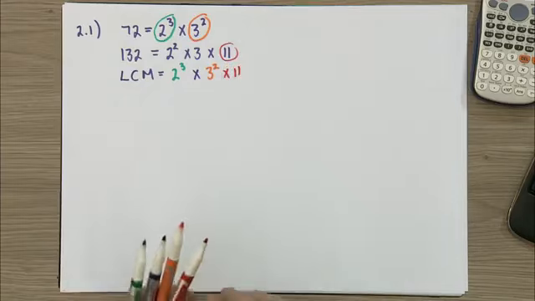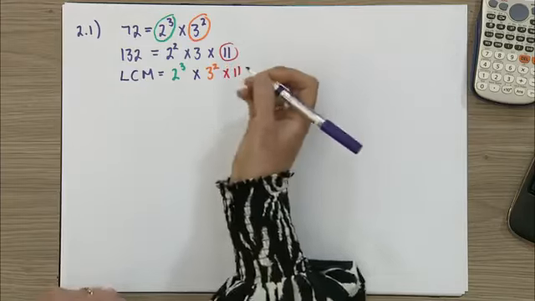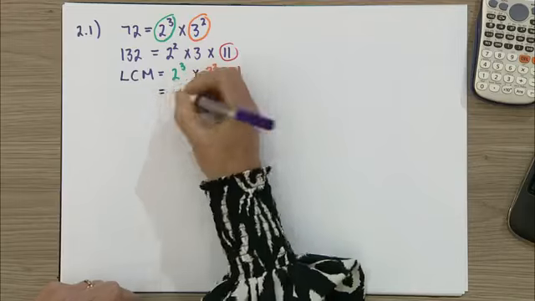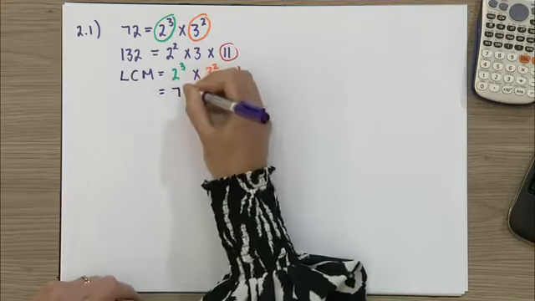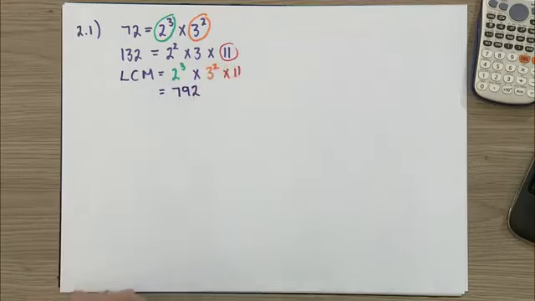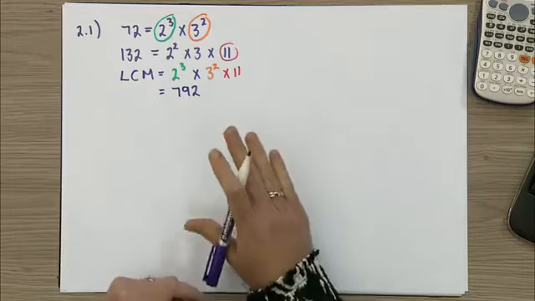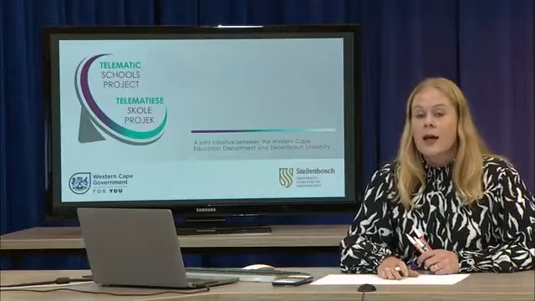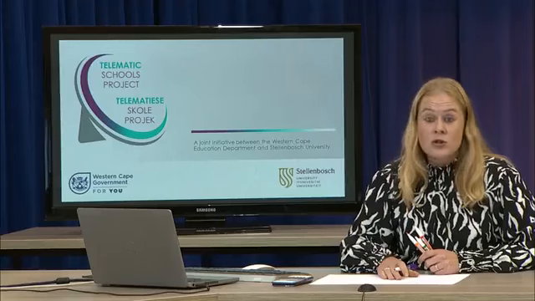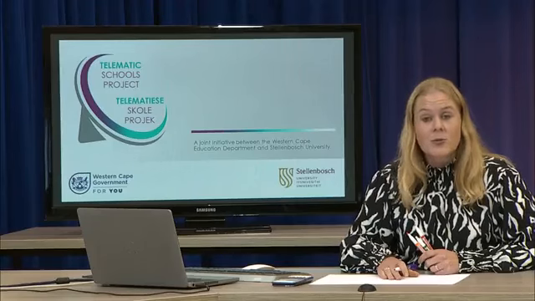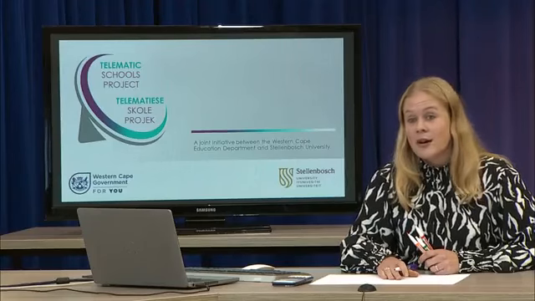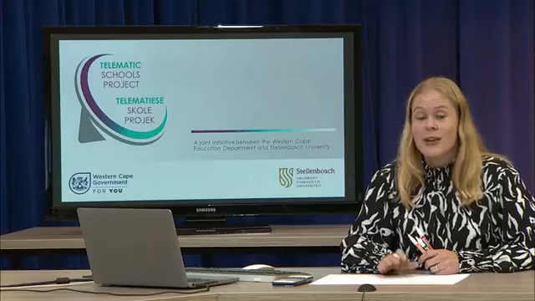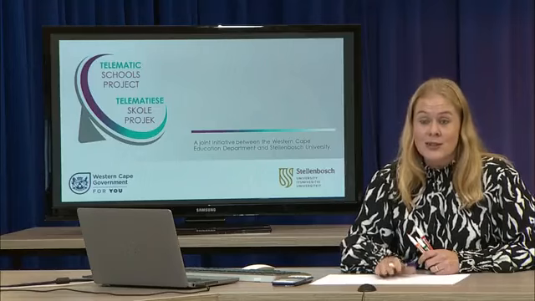And now on my calculator, I can press in 2 to the power of 3 times 3 squared times 11, and I get that my lowest common multiple is 792. Now, grade 9s, this question only asks the lowest common multiple. Please note that they can also ask you highest common factor. So make sure that you also go and revise how to do the highest common factor, even though it was not asked in this question.